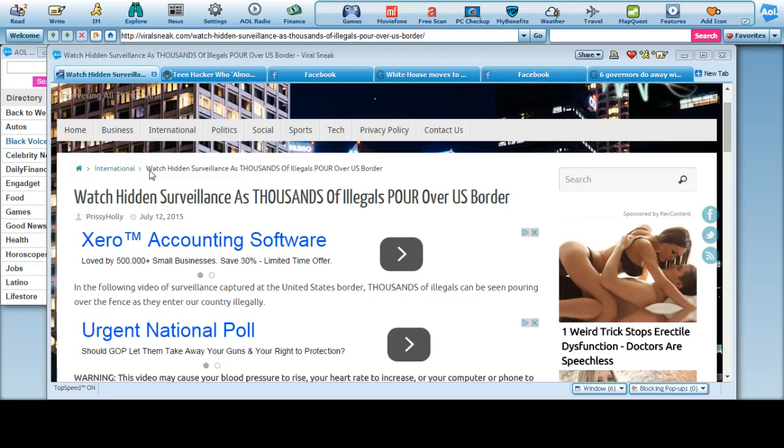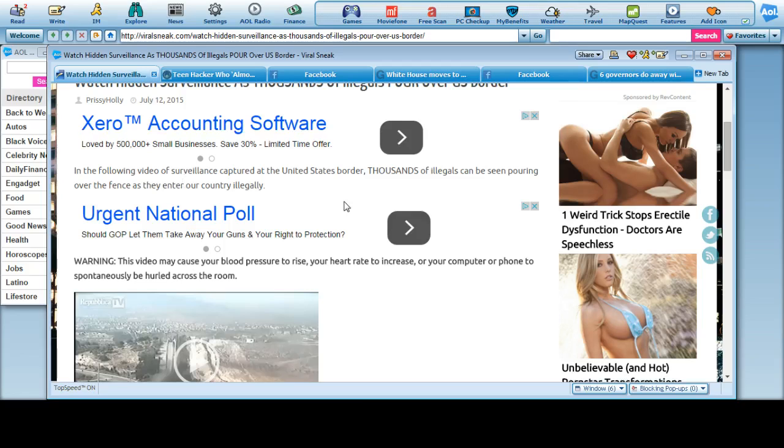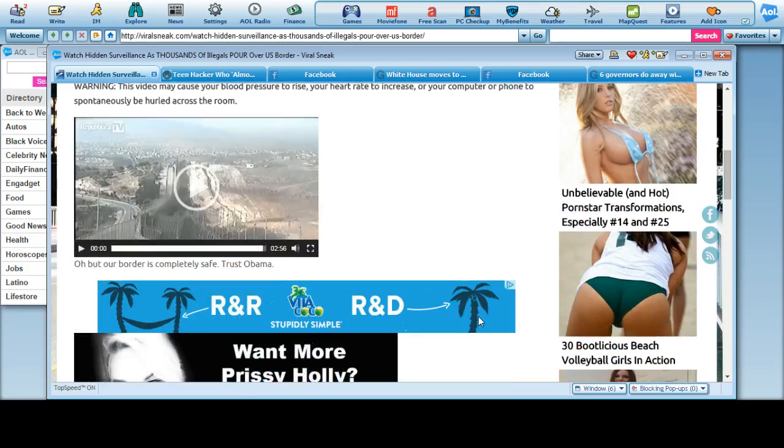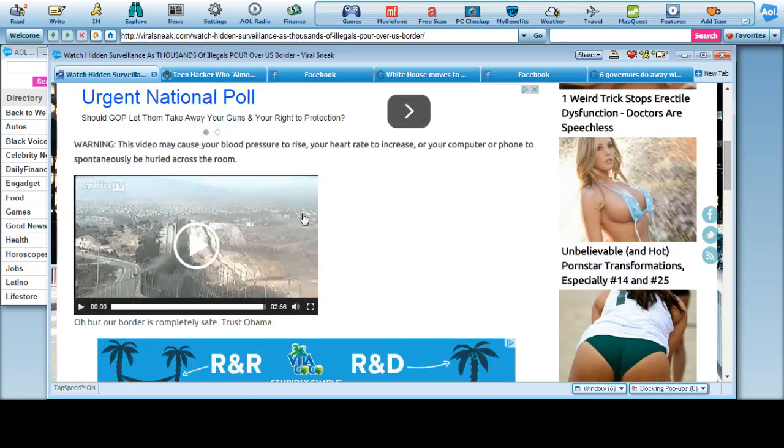Watch hidden surveillance of thousands of illegals pour over the U.S. border. This is coming from viralsneak.com. In the following video of surveillance capturing the United States-Mexico border, thousands of illegals can be seen pouring over the fence as they enter our country illegally. No doubt most of these are probably ISIL insurgents, along with many others.